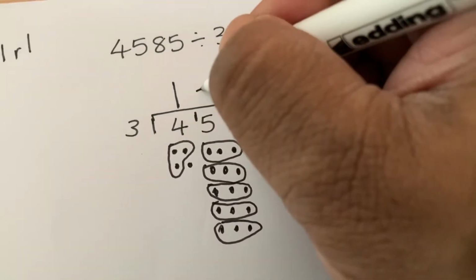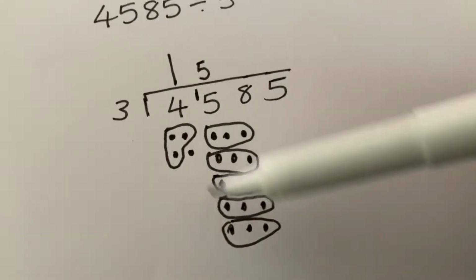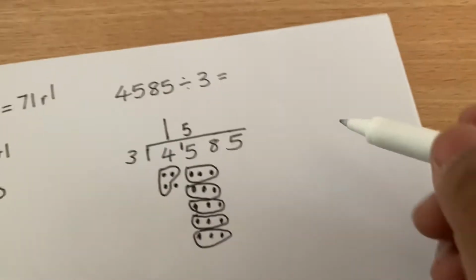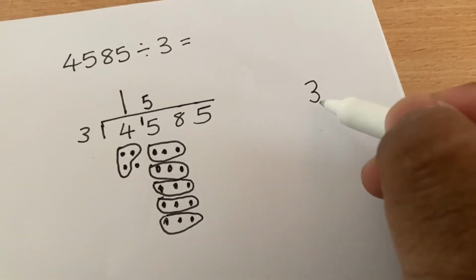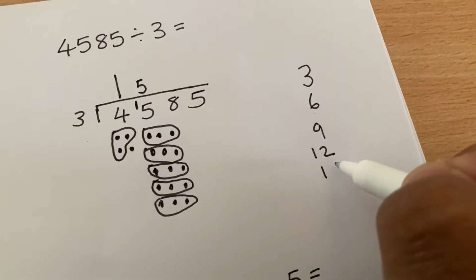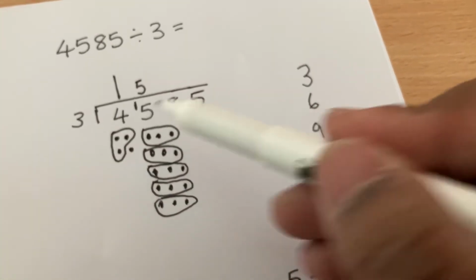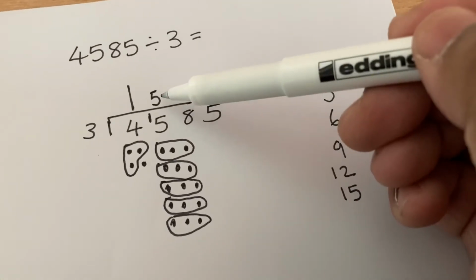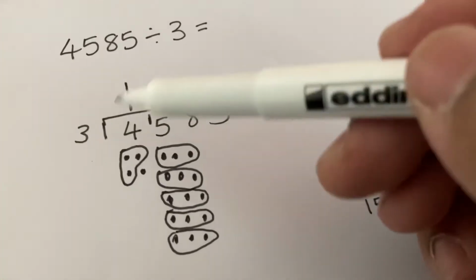I could do that, or to make it easier for myself, I could just count in 3's until I get to 15. So I could write the 3 times tables out. 3, 6, 9, 12, 15, and stop at 15 because my number is 15. How many 3's? 1, 2, 3, 4, 5. And that's what I wrote here. 5 3's are in 15. Have a think about it.